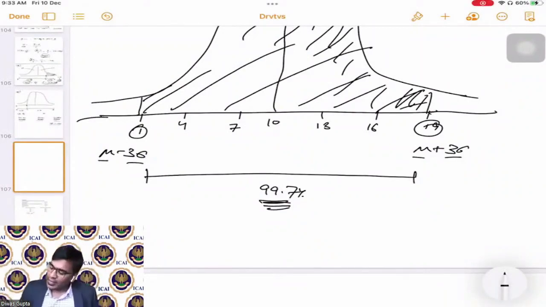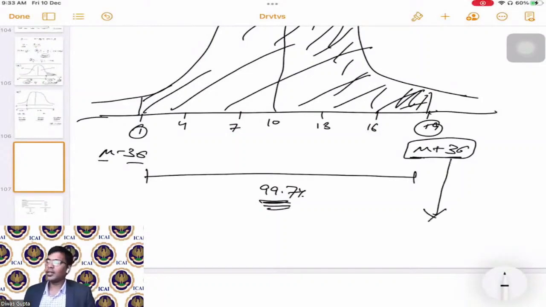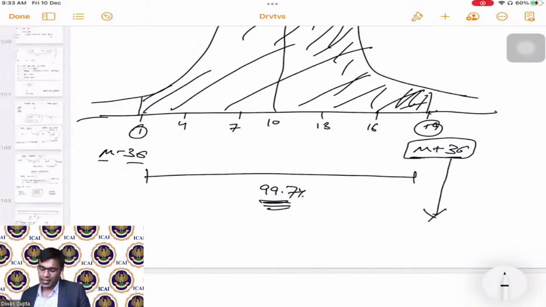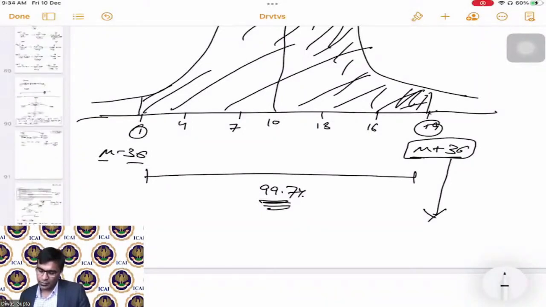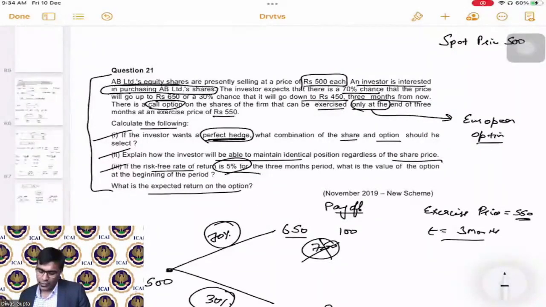Now, can you relate this to something that we have studied already? And while studying that, I told you that I will cover that in the normal distribution. Can any one of you remember where we used this u plus 3 times the standard deviation? I will show you.